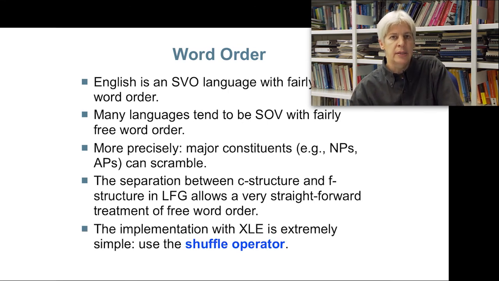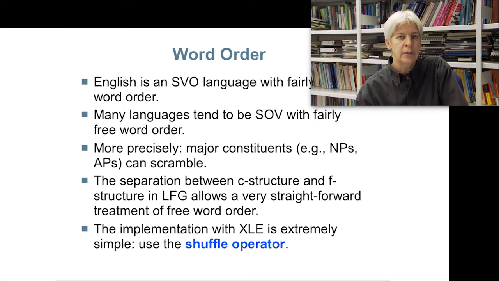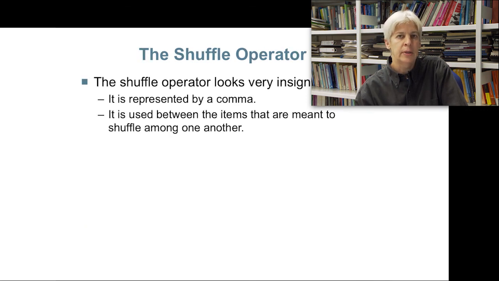Okay, and how do you actually deal with free word order in grammar implementations? Well, it's extremely simple. You use something called the shuffle operator, and you will be practicing with that in the exercise. The shuffle operator is extremely innocuous looking. It is simply represented by a comma. If you're looking through the grammar code, you might overlook it completely. It's represented by a comma, but it is an extremely powerful operator. It is used between items that are meant to shuffle among one another. I've given you an example here. So this would be a sample rule.